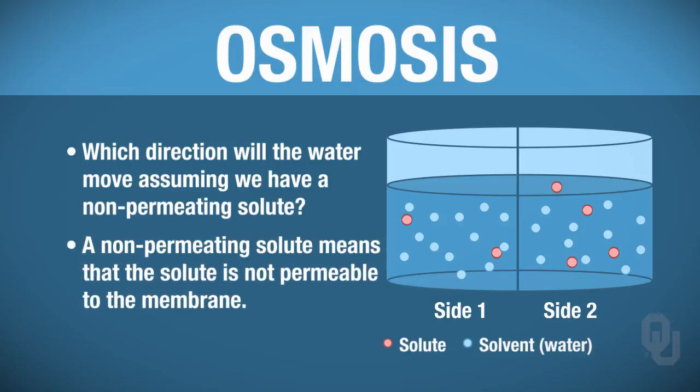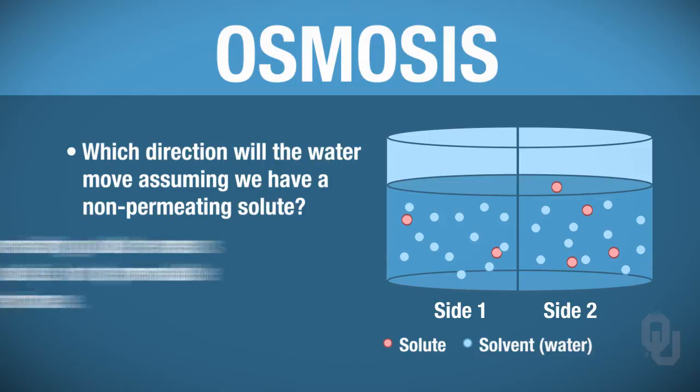A non-permeating solute means that the solute is not permeable to the membrane. Here you have a beaker separated by a membrane, but the solutes are not permeable. They cannot pass through that membrane. So we want to know, which direction is water going to move? You could pause the video to answer this question.